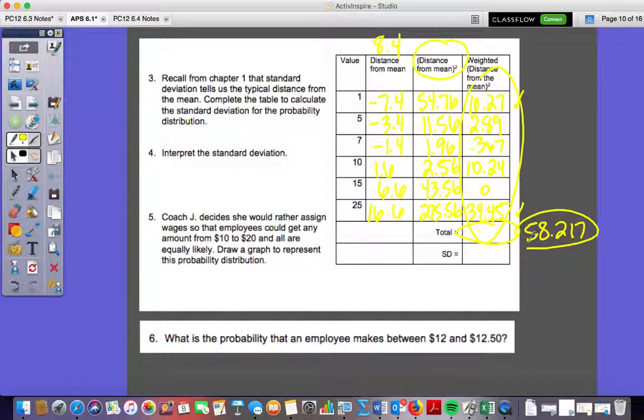What would we do with this to go to standard deviation? Square root. Nicely done, John Michael. Square root that. And we get 7.63. 7.63 as my standard deviation. Cool? All right, hold on to that.